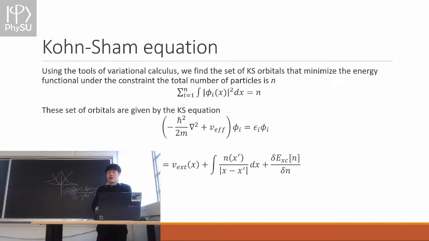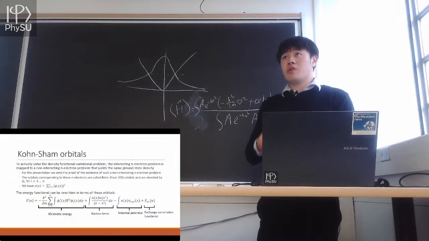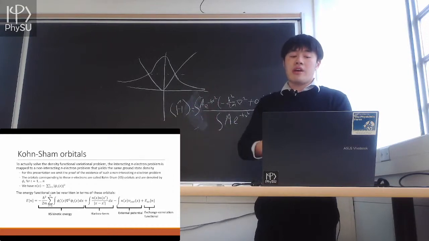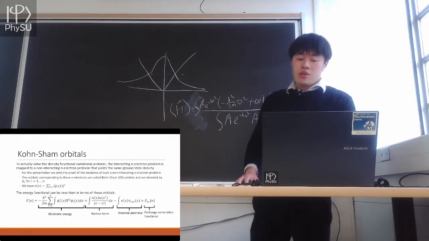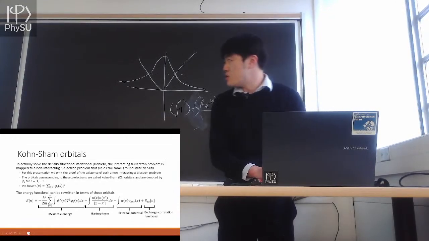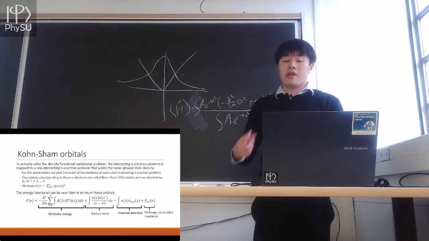And the idea behind how to derive this equation is you first write the energy functional, so the energy as a function of the ground state density. You rewrite it in terms of these orbitals. So the first term in this energy functional on the bottom corresponds to the Kohn-Sham kinetic energy.